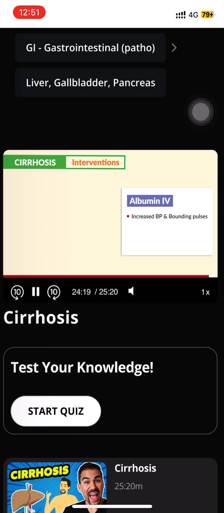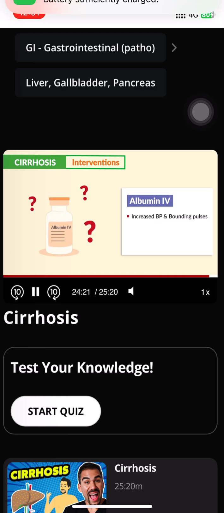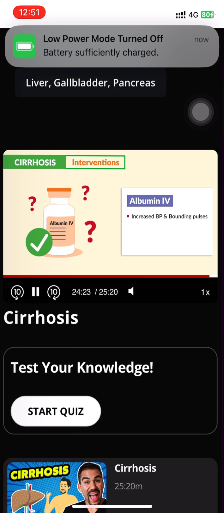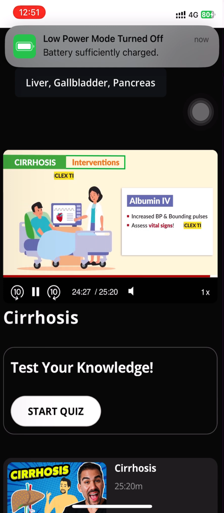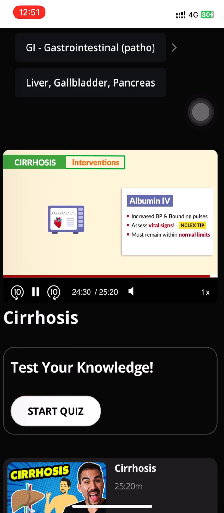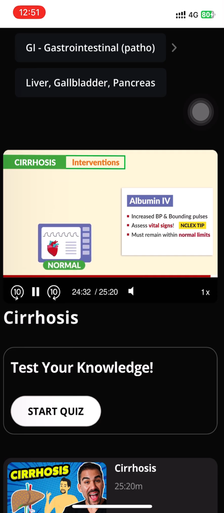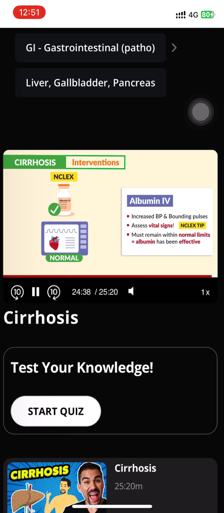Now, here's the key point for exams. How do you know if albumin has been effective? Well, write this down. We assess the vital signs. They must remain in, key term, normal limits. That's how you know if albumin has been effective. A big key point for the NCLEX there, so write it down. A lot of students get this wrong all the time.